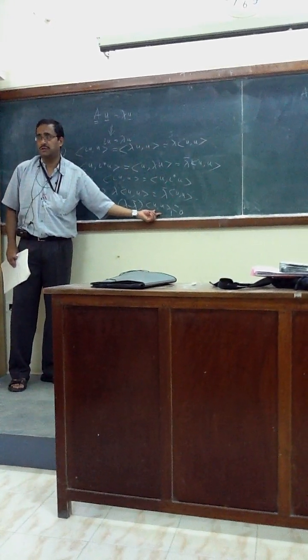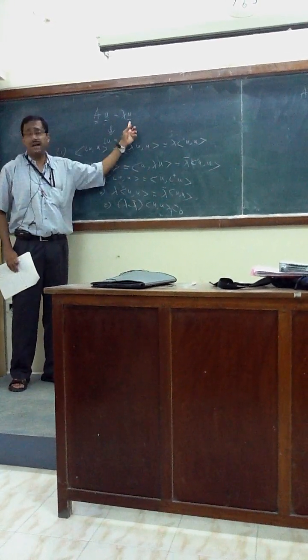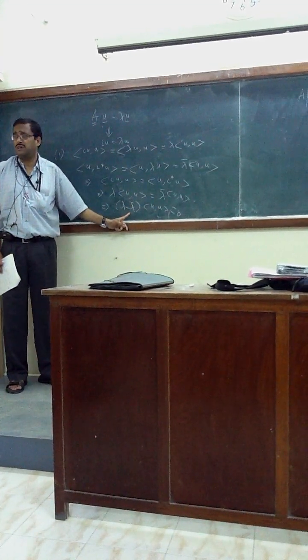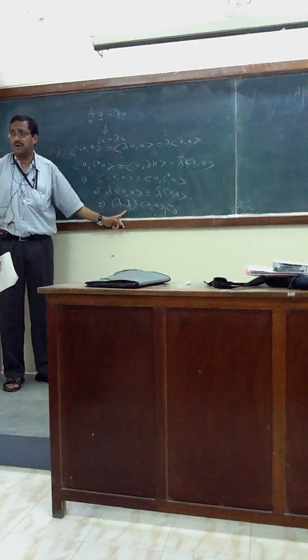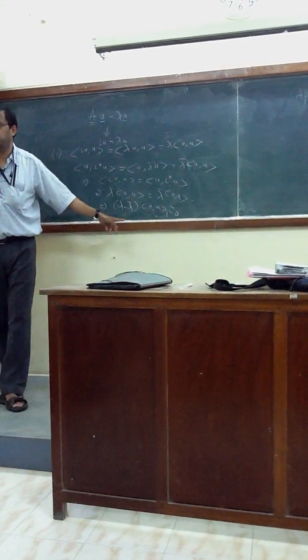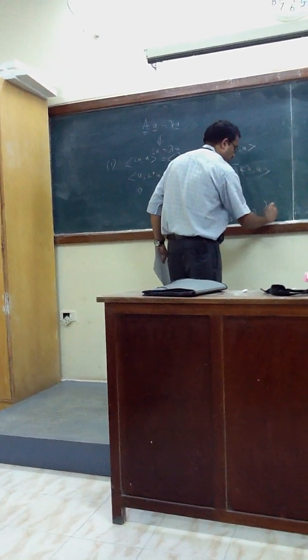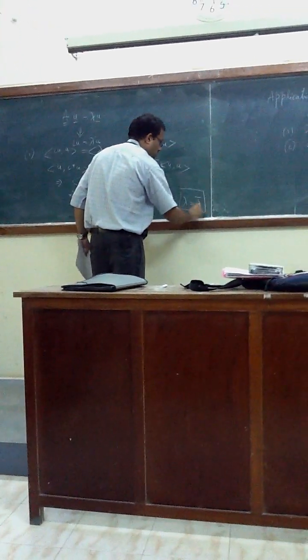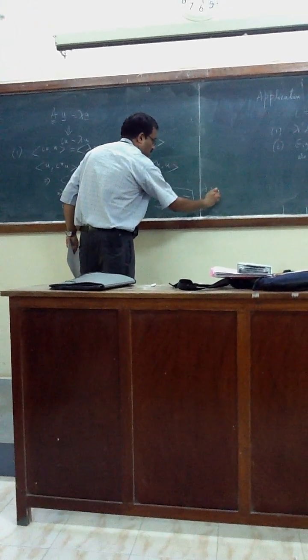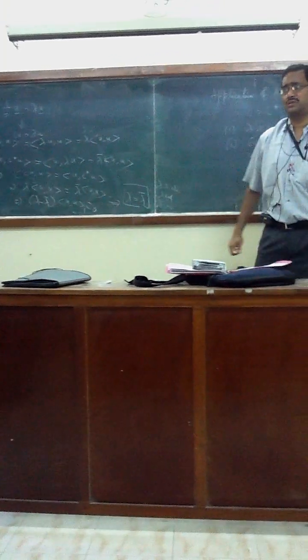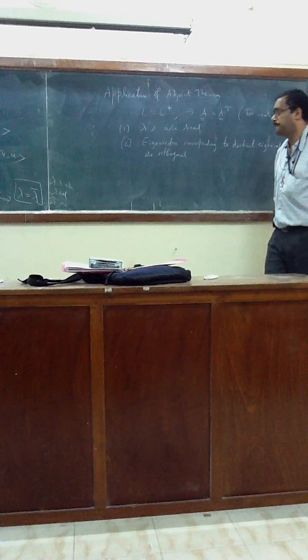U cannot be 0. Why? Because eigenvectors cannot be 0. So lambda minus lambda bar must be 0, and lambda equals lambda bar. That means lambda has to be real. That confirms lambdas are real.